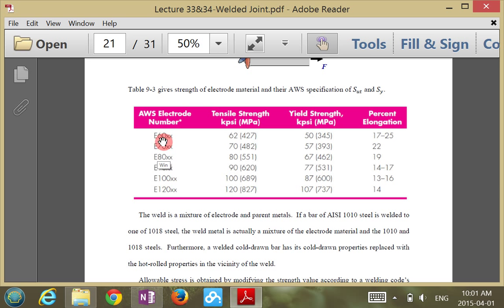Okay, so the first digit indicates it's a tensile stress. That's SUT. It's not exactly like the first, but for 60 here, it's actually 62. But if you use 60, I'm not going to count it wrong here. And the second column is this SYT, the yield strength. So it's these two columns that you're looking for here.